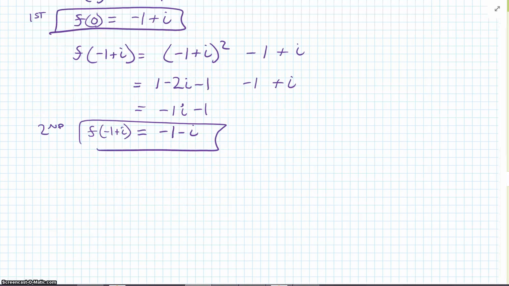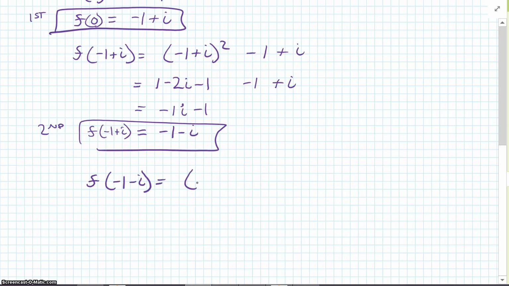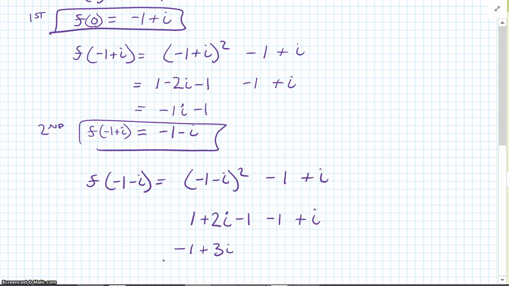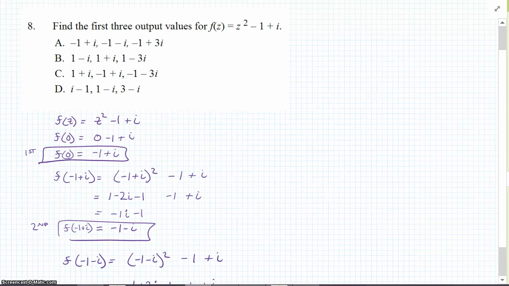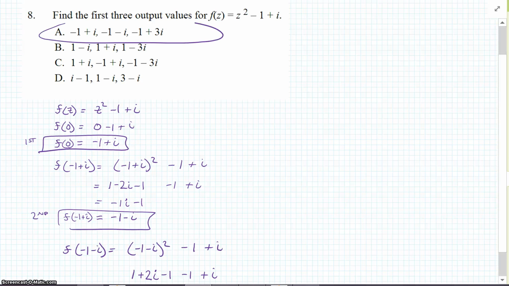So now the third output. f of negative 1 minus i equals negative 1 minus i squared minus 1 plus i. Well, let's see, that's going to be 1 plus 2i minus 1, minus 1 plus i. So it's going to be negative 1 plus 3i. So our answer would be A.